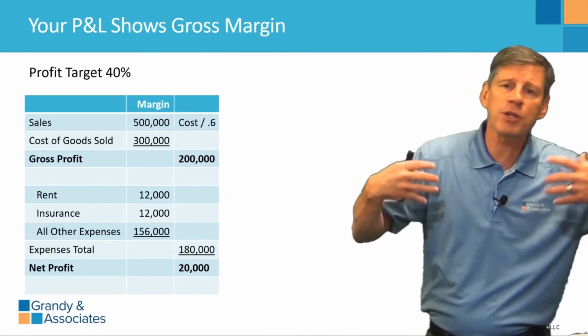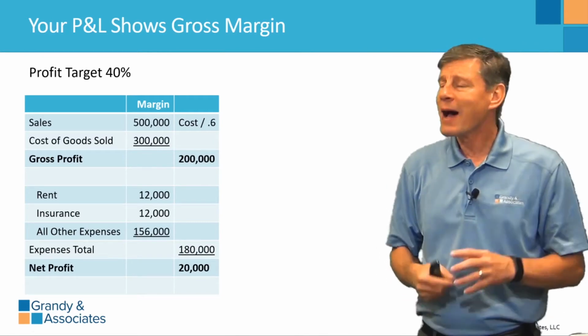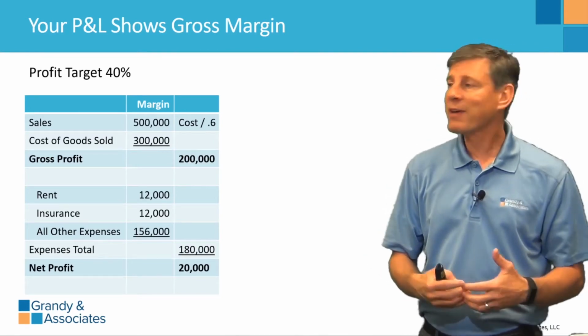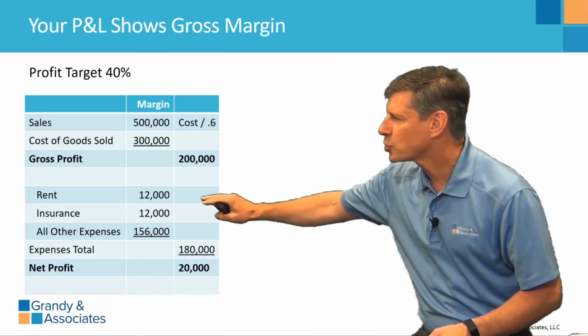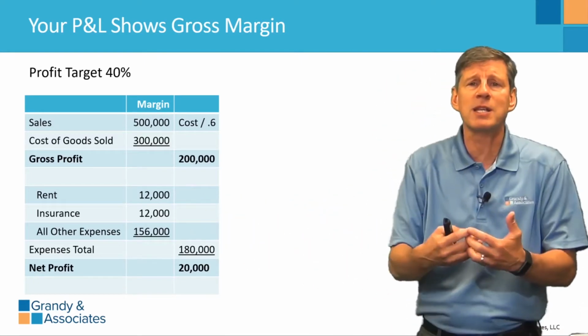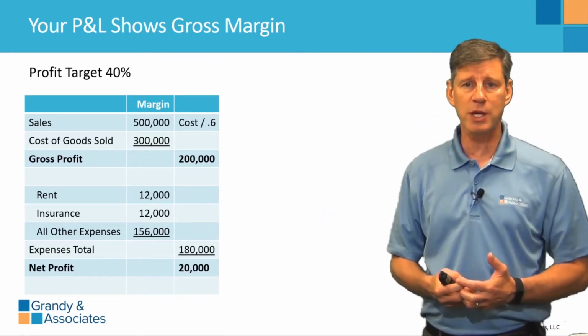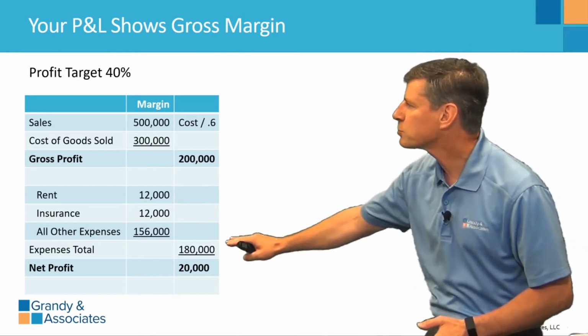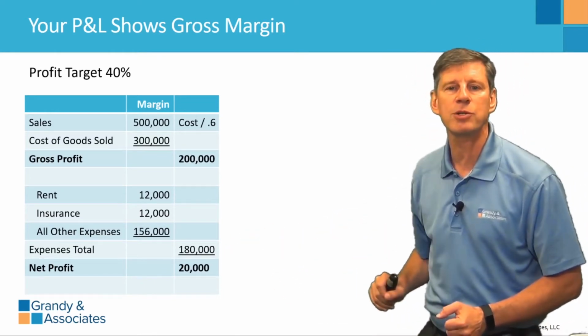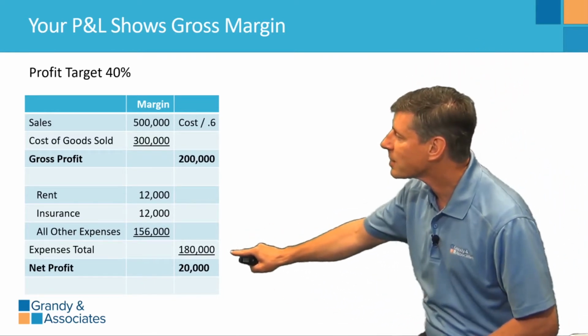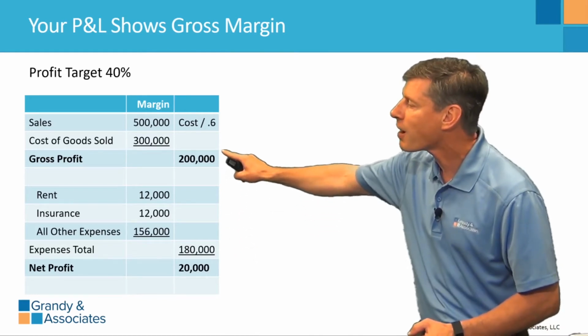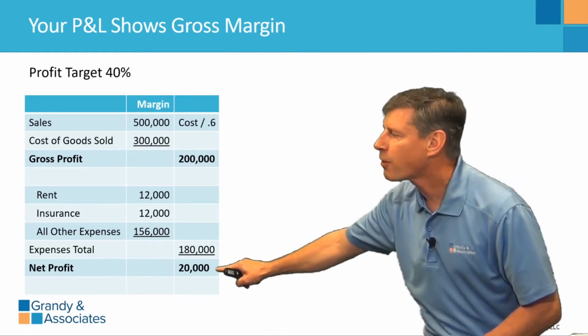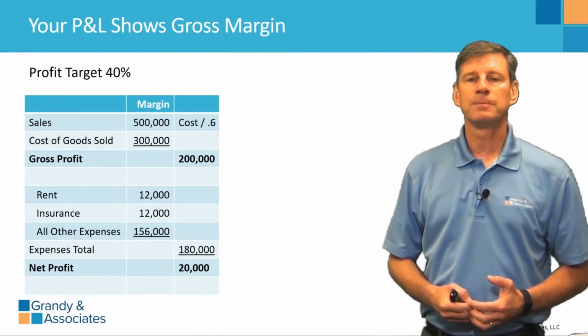Now, I can't just take all this money and go have some fun. I need to pay my bills. I've got overhead expenses. I've got rent and insurance and all the other overhead expenses that it takes to simply open your doors every day. That tallies up to a total of $180,000 here. When I subtract that overhead expense from my gross profit, I end up with a net profit of $20,000.